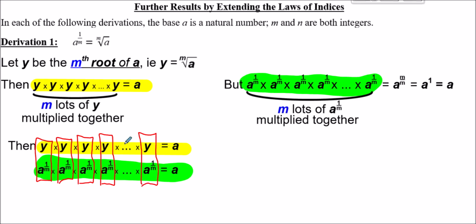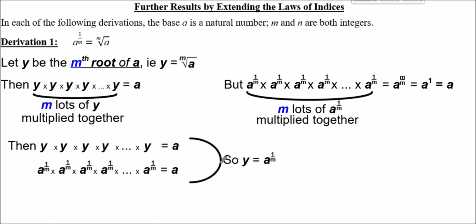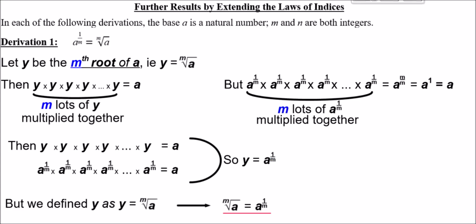So we can formalize this now by saying that each y must be the same as a to the power 1 over m. But what did we define y as in the first place? Well, we defined y as the nth root of a. So therefore, the nth root of a must be the same as a to the power 1 over m. And so we have our result. We wanted to prove this, and we have it here. Granted, I wrote them in the opposite order, but you can see they are exactly the same thing.